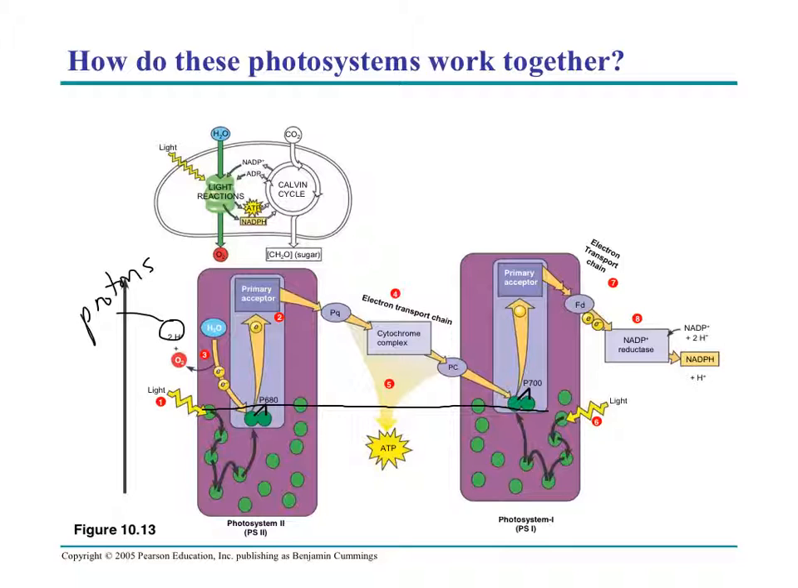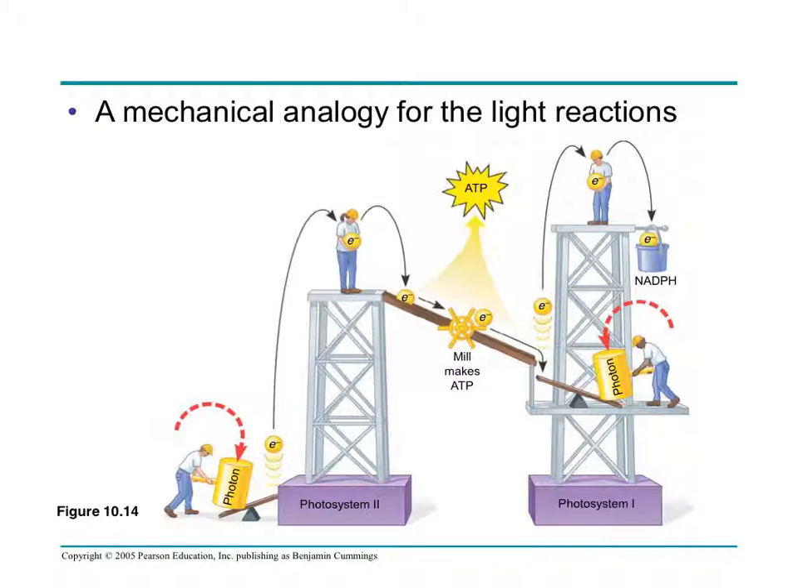Over here, as the ferredoxin is passing those electrons off, we're using that to generate NADPH, which is an electron carrier. Let's look at this in another way. So imagine that a photon of light is like a giant hammer on this seesaw. And when the photon hits the seesaw, it throws this ball, which is an electron, up to this higher energy level.